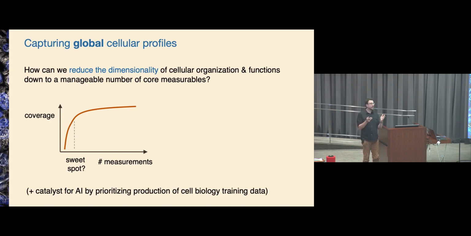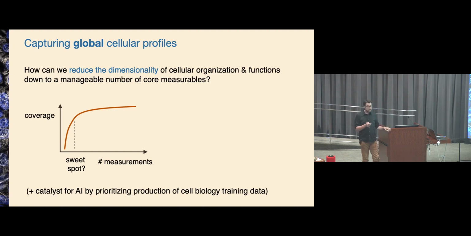To me, achieving cell biology at the scale of the whole cell, this idea of capturing global cellular profiles, measuring organization and activity across the entire system, becomes an exercise of dimensionality reduction. In other words, how could we reduce the complexity of the cell, and Jonathan was just speaking to this, down to a manageable number of measurables? Then the question becomes, what should these measurables be?